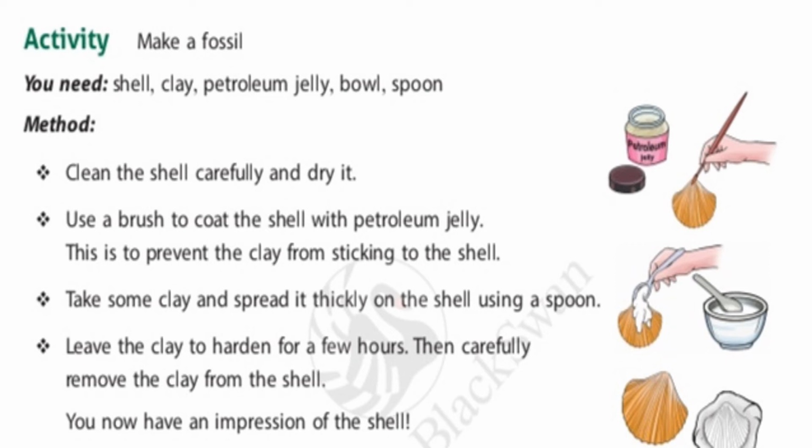So you collect some shells, clean them and dry them. Then using a brush, coat the shell with petroleum jelly. This is to prevent the clay from sticking to the shell. Then take some clay and spread it thickly on the shell using a spoon. Then you leave the clay for a few hours. Then the clay will be hardened.